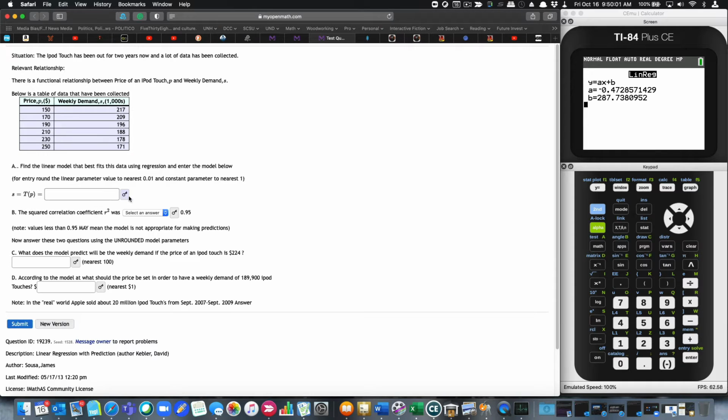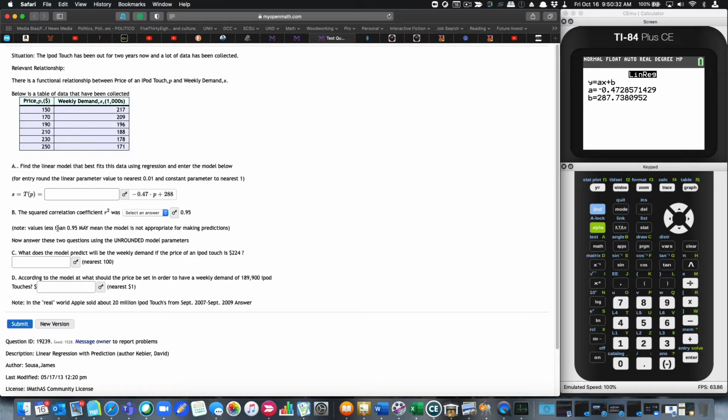I'm actually not going to enter it. I'm going to show you that it's the same as this if I round it to the nearest hundredth, 2 decimal places. Negative 0.472 I just truncate, I don't do any rounding up. 287.73, the 8 forces me to round that 3 up to a 4. And the constant to the nearest 1 gets rounded to 288, so this 7 makes me round up to 8.